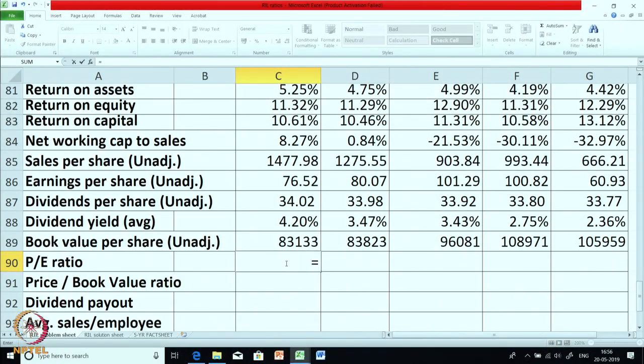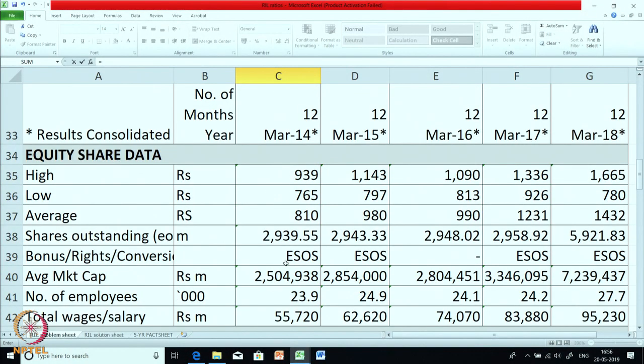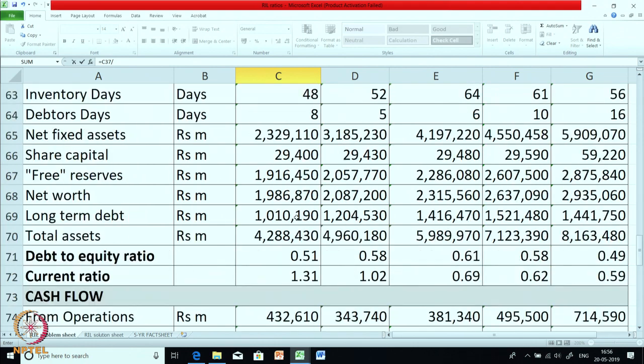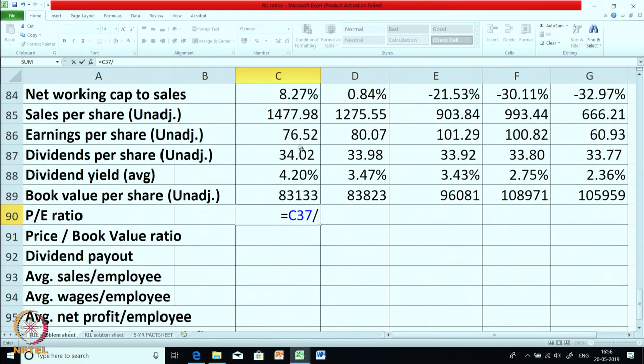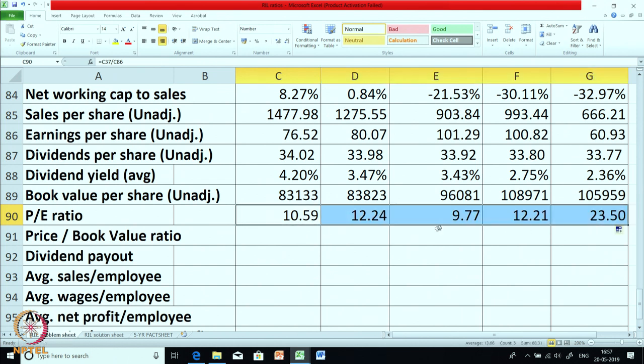So price per earning, it can be done at a particular point of time, but right now we will do it on average. So average price during the year, divided by earning per share. So it's 10.59. Sorry, it's not for one share. It is 10.59 times, and you can see it has gone up.